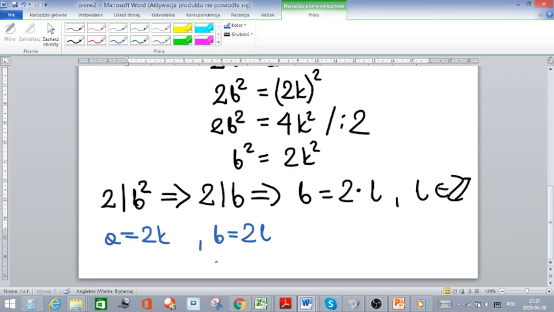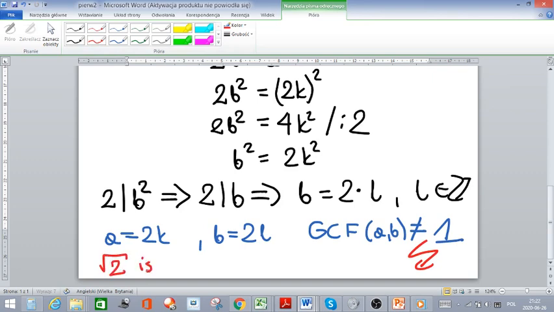And what can we read from these 2 bits? We can read that the GCF of a and b doesn't equal 1, and here is the contradiction, and because of this we can conclude that the square root of 2 is an irrational number. And that is the end of the proof.